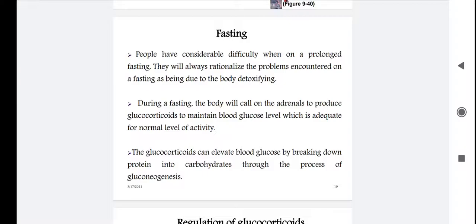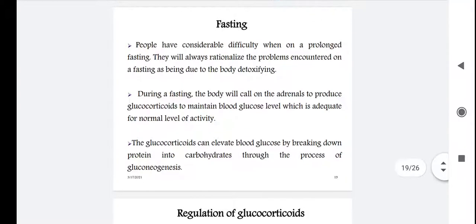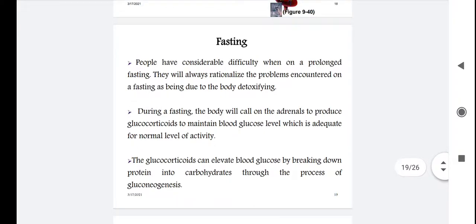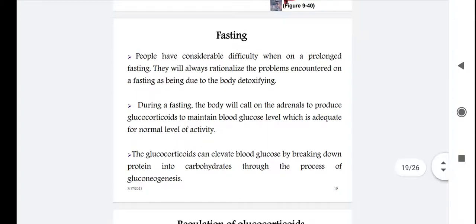The glucocorticoids can elevate blood glucose by breaking down protein into carbohydrates through the process of gluconeogenesis. So, fasting also stimulates the adrenal gland to produce their hormone.